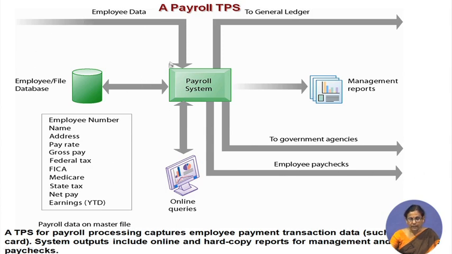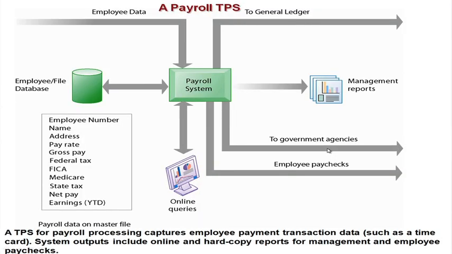So, this is a predefined output which goes to various entities, but additionally transaction processing systems can handle certain queries which may not be predefined. For example, who are the employees who earn more than 2 lakh rupees per annum? Maybe you do not have an already existing management report for this, but based on your query you should be able to get that data from your payroll system.